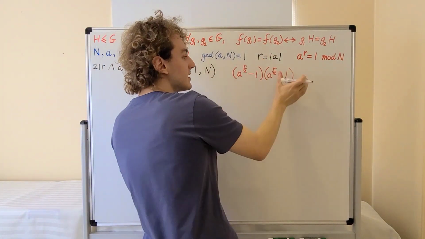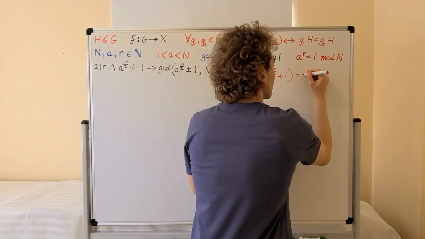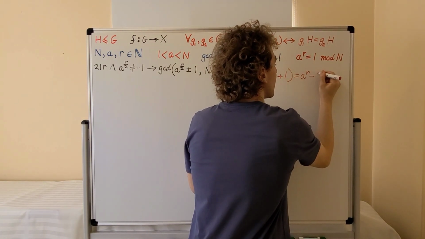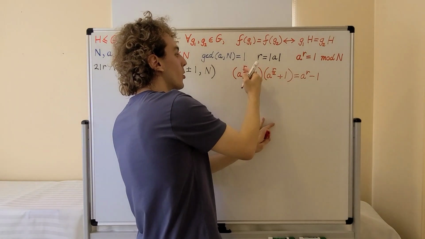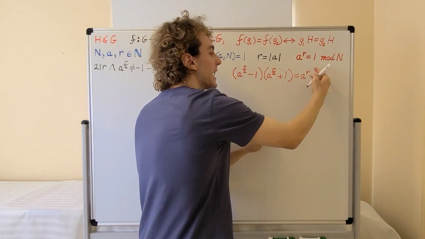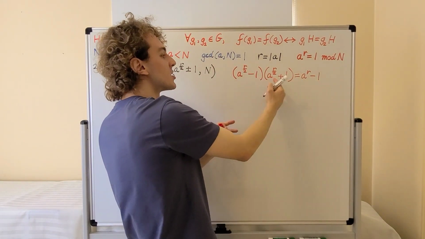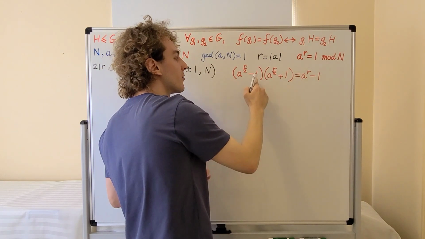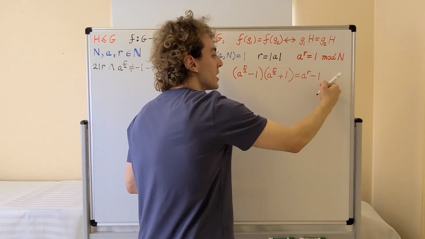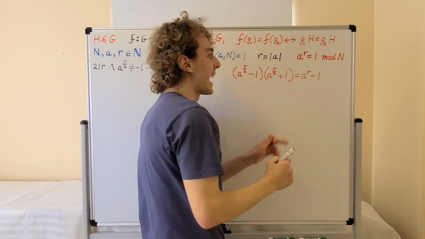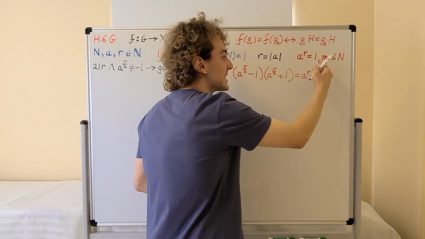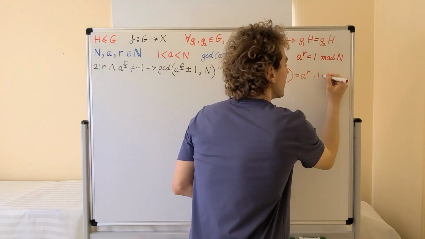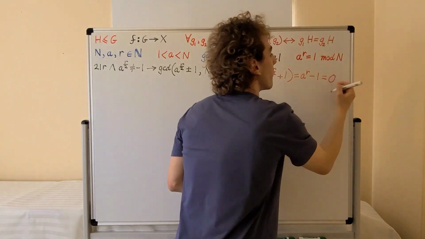And this evaluates to a^r - 1. Why is that the case? Well, here if we take a^(r/2) times a^(r/2), we get a^r. The mixed terms will cancel, and here we'll have -1 times +1, which is responsible for this -1. And from the definition up here, we can see that a^r is the same as 1 mod n. So this is the same as 0 mod n.